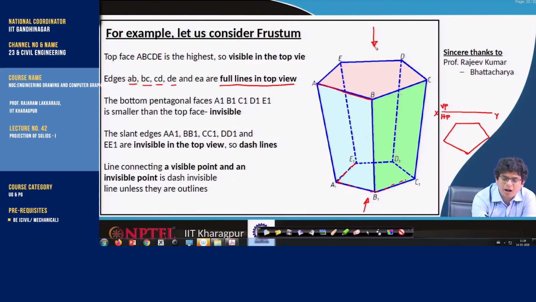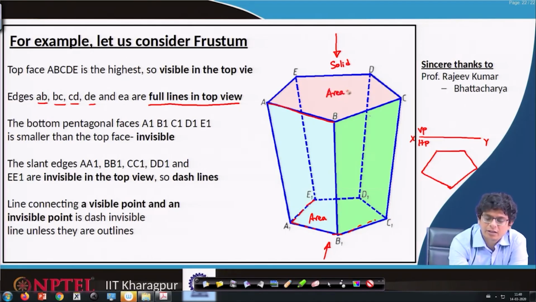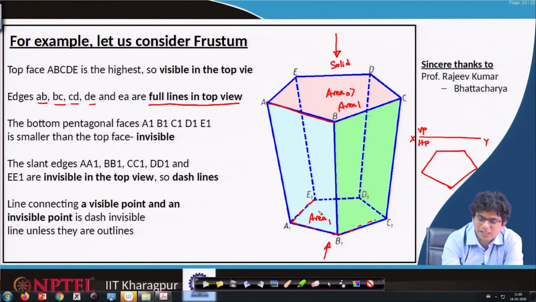Because we are looking from the top and it is a solid object, it is not a transparent thing. So, we can't really sense A1, B1, C1, D1, E1 in the top view, but this area is smaller than this area. Let us call them area naught and area 1, where area naught is greater than area 1. In that case, what we will see is a frustum.